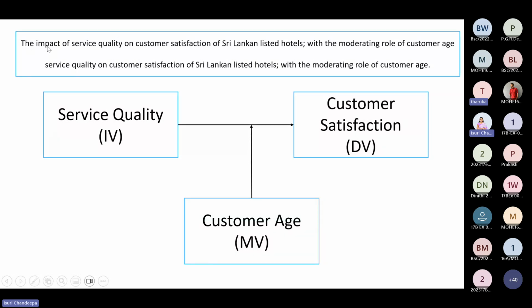If it is regarding the impact, you can definitely create: what is the impact of service quality on customer satisfaction? That is the first question. The second question is regarding the moderator variable. So how can you create the second question?